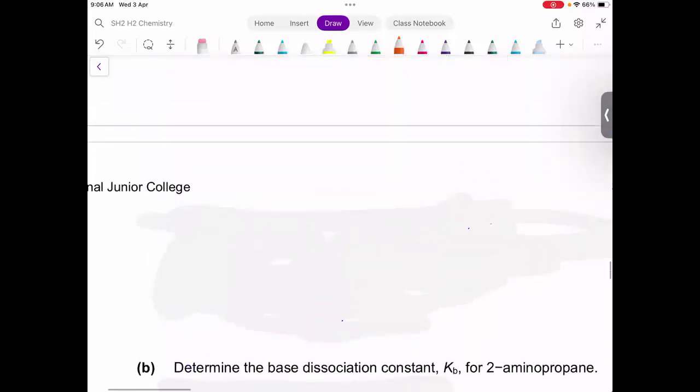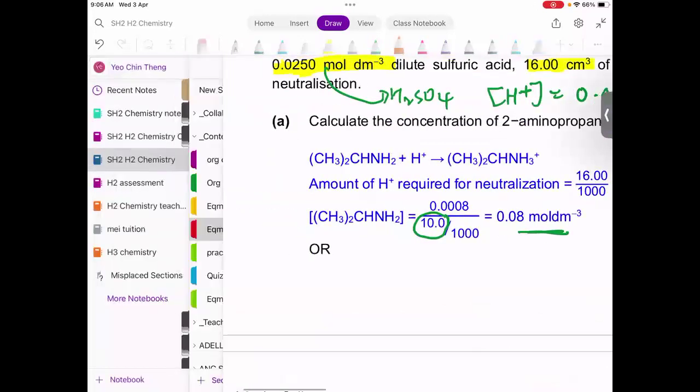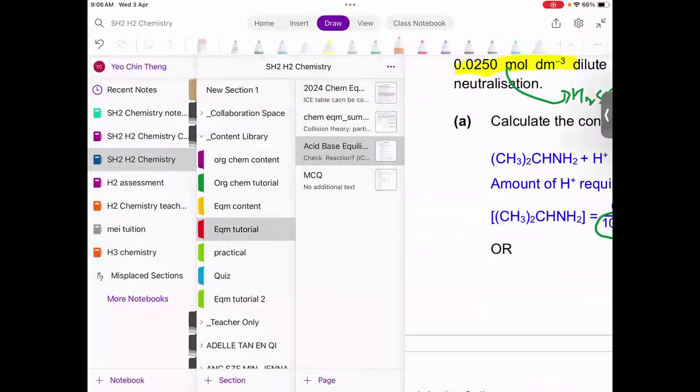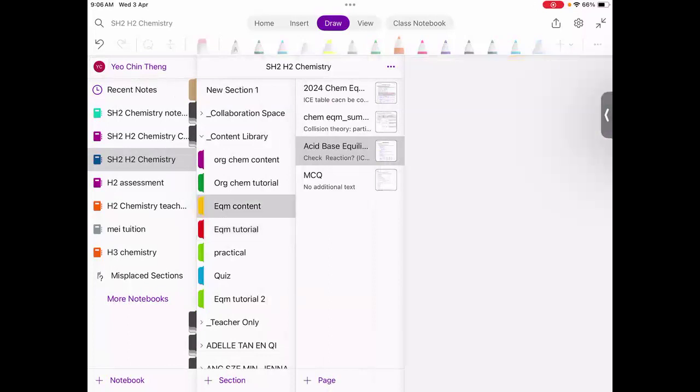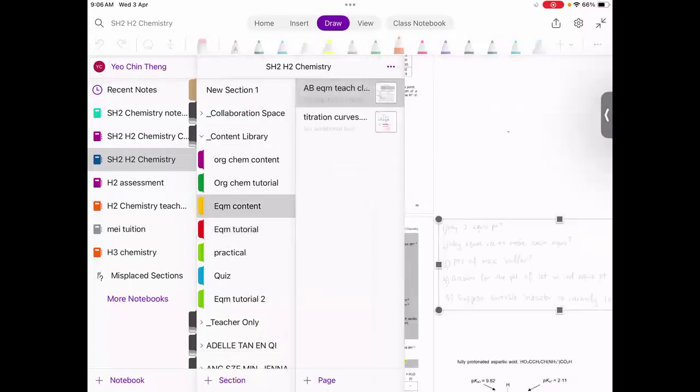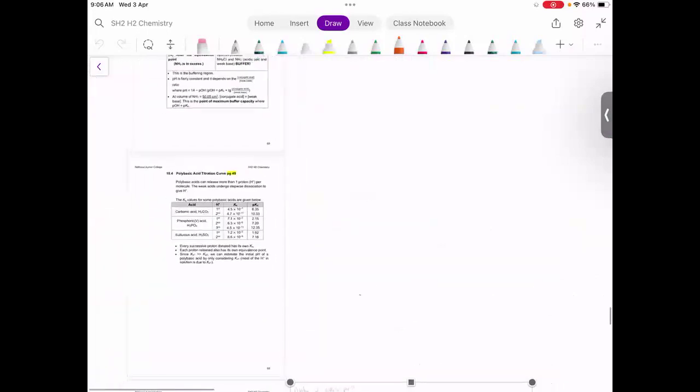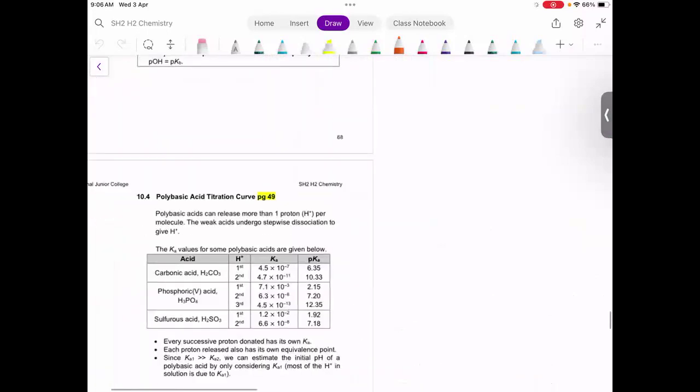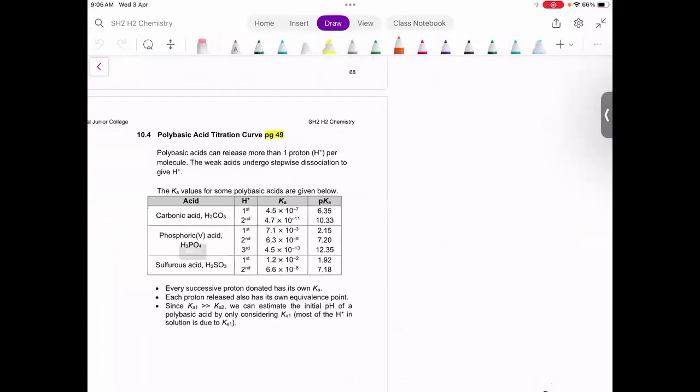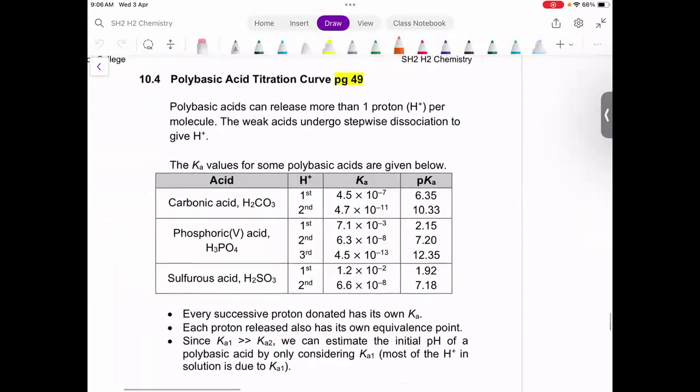Okay, so in this case, can I go back to your notes? I need to go back to the polybasic titration. Can I refer you to this part? It's on page 49. Polybasic titration curve.